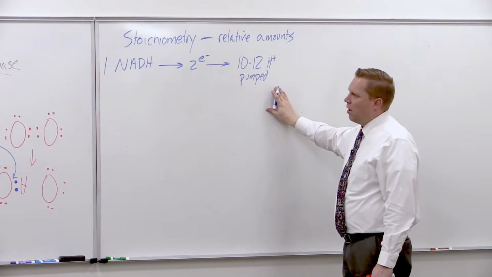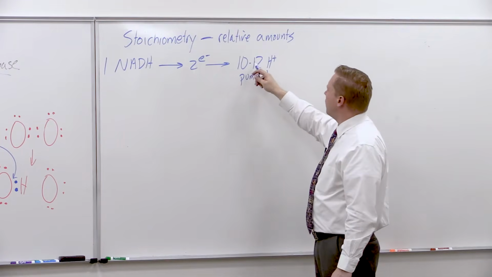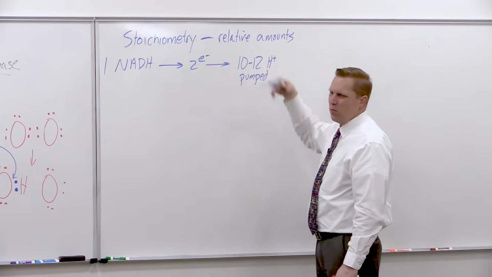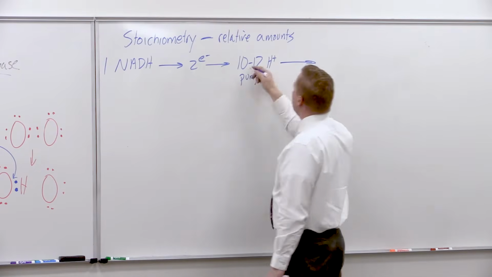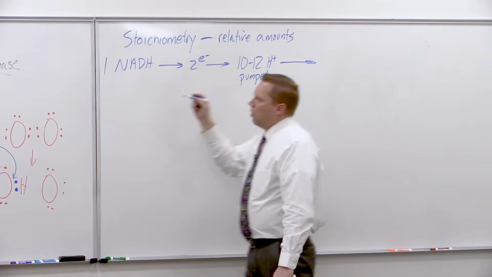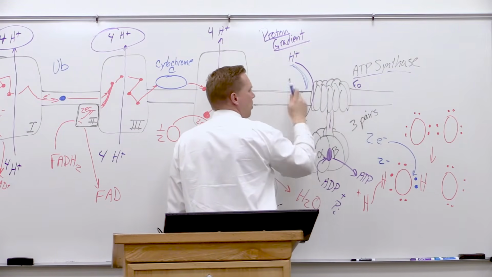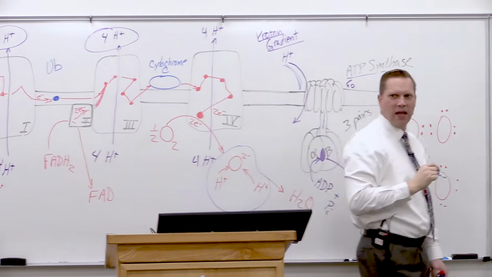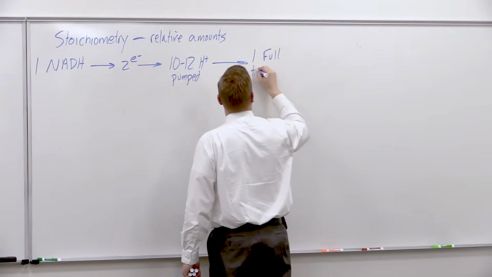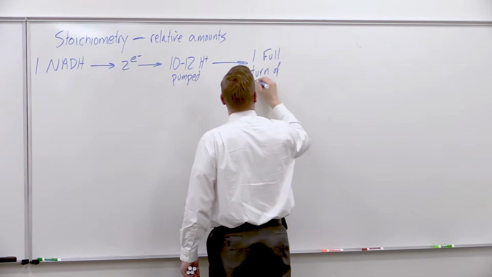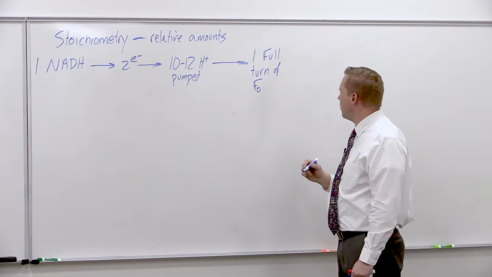Does that make sense? Because we're going all through, we have 4 plus 4 plus 4. Sometimes we lose a little, or they're not quite as efficient, and so the actual stoichiometry is somewhere between 10 and 12. Now, it turns out that 10 to 12 protons, as they flow through, so as 12 protons flow through, that produces 1 full turn of the F sub 0 region of ATP synthase.